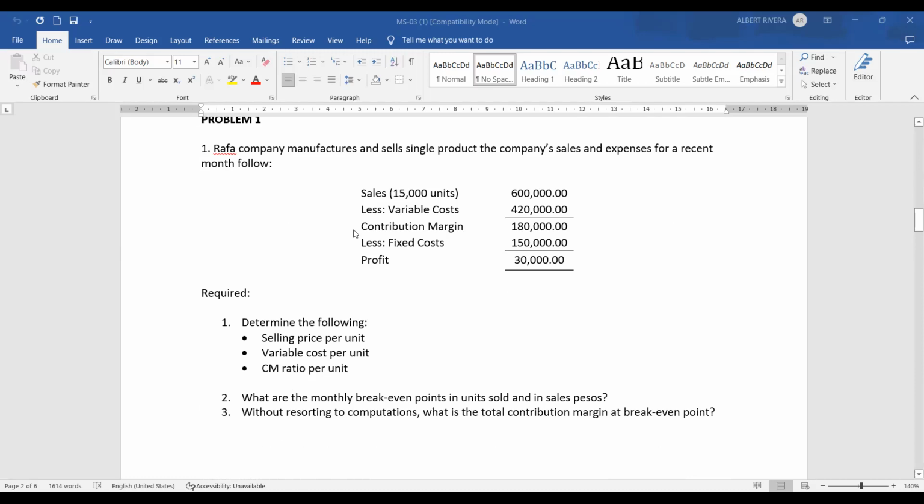In problem number 1, we are asked to determine the following: the selling price per unit, the variable cost per unit, the CM ratio per unit, and the monthly break-even points in units and in pesos. And without resorting to computation, what is the total contribution margin at break-even point? So let's copy this figure or problem in Excel.